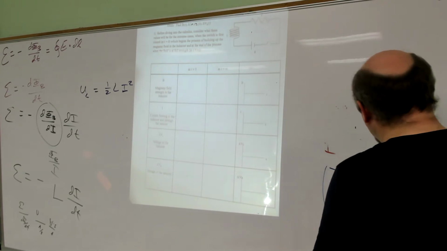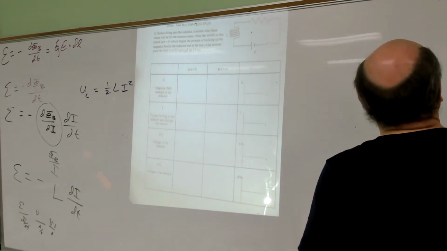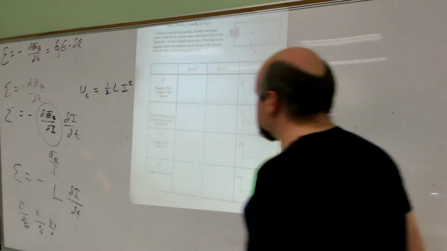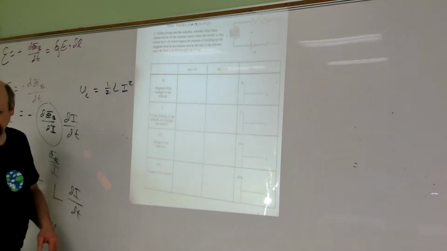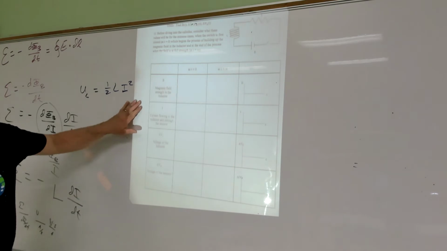I know it's hard to see on camera sometimes. If it doesn't focus where I want, then sometimes it's hard to see. Plus, you know, you can see it fine.